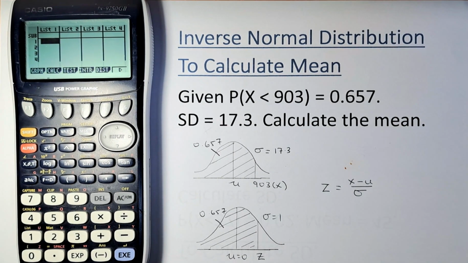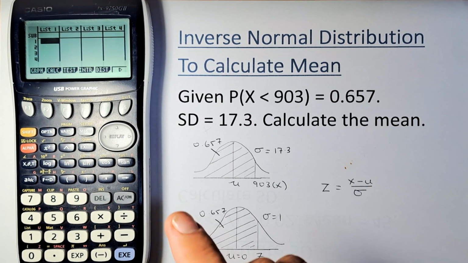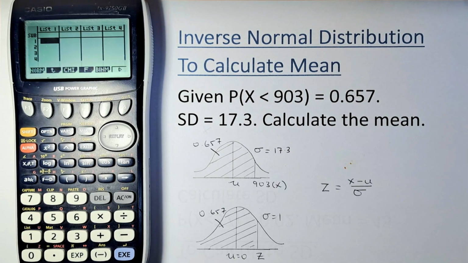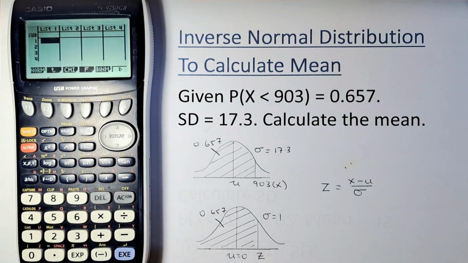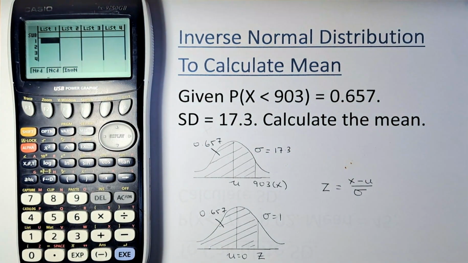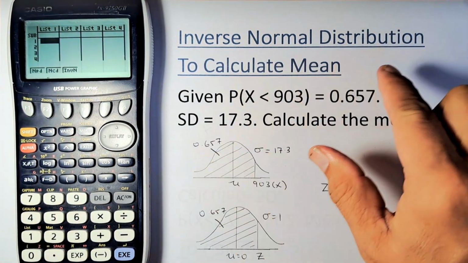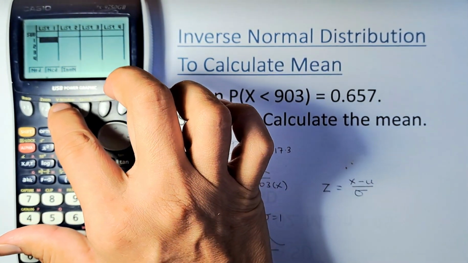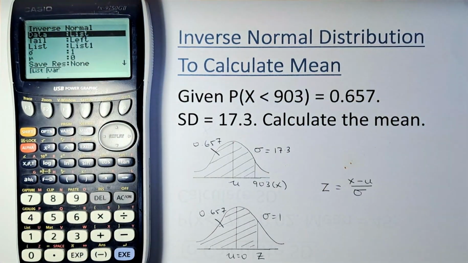There are 5 options: graph, calculate, test, interval, and distribution. F5 is distribution, so press the F5 button. Again, we are doing normal. Normal is NORM, which is F1, press the F1 button. And again, now we are going to do inverse normal distribution. So we press F3, it stands for inverse normal.